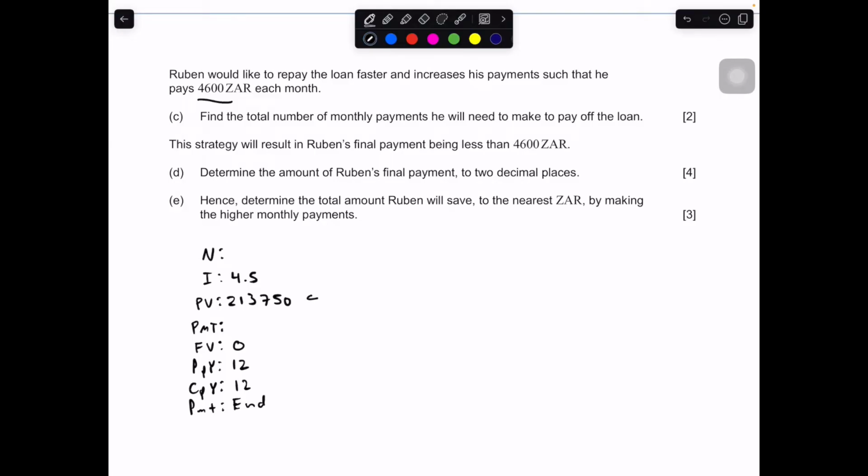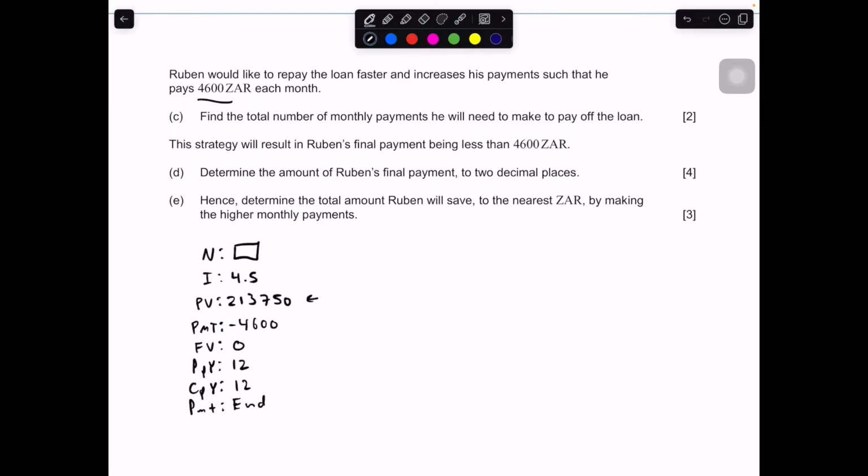This is still the initial size of the loan. He's paying now 4,600. We want to put a negative because it's money flowing out of the individual. So to distinguish that, we put a negative. Okay, find the total number of payments. And to be honest, I think that's it. Everything else stays the same. Initial loan, the payment amount is just different, and now we want to solve for n.